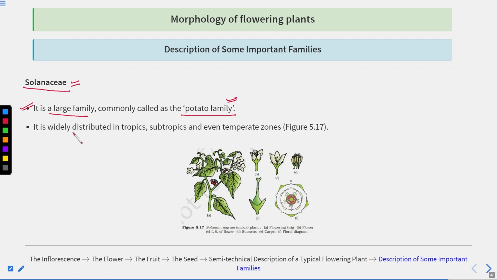And it is widely distributed in the tropics, subtropics, and temperate zone. So it is talking about its habit. We have talked about earlier that when you describe a family, you should go step by step for its description. So they are distributed in the tropical countries and also subtropical countries, as well as in the temperate zone also, right?